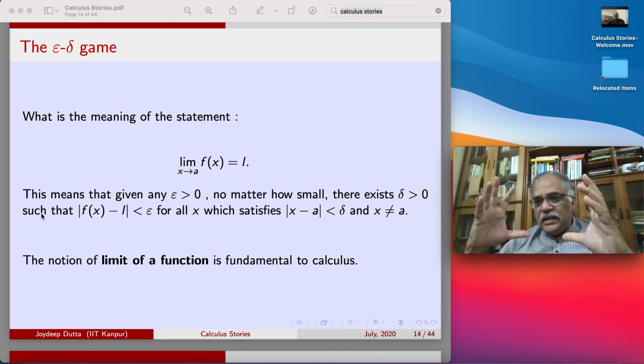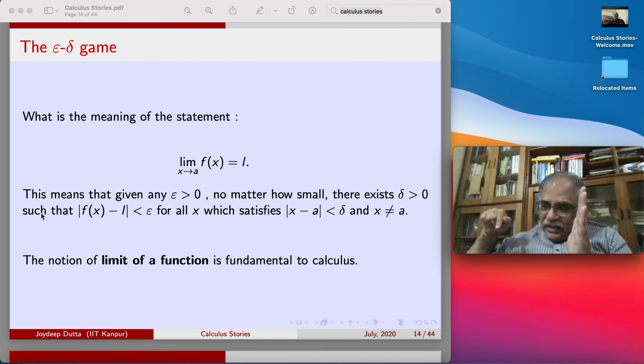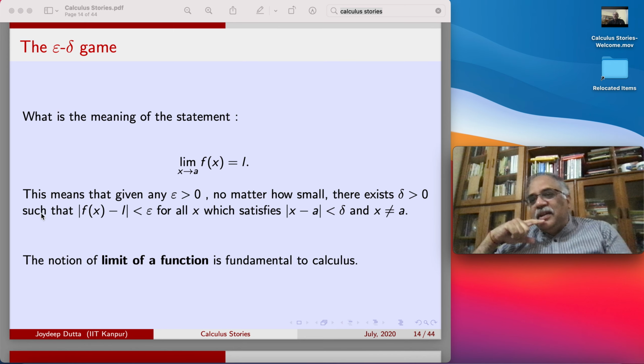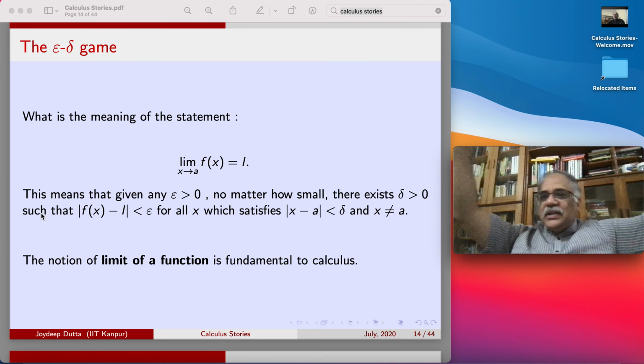It simply says that if the function value f(x) is near L, then the corresponding x for which f(x) is near L must be near a also. It cannot be that x is very far from a but f(x) is very near L. That cannot happen. So there is a negative statement also here: if x is very far from a and f(x) is very near L, that cannot happen. If f(x) is very near L, then the x value is also very near a.